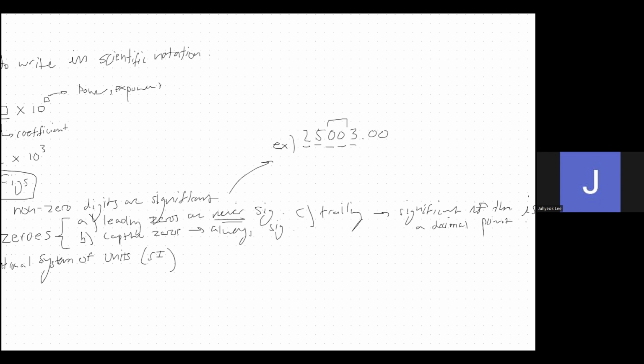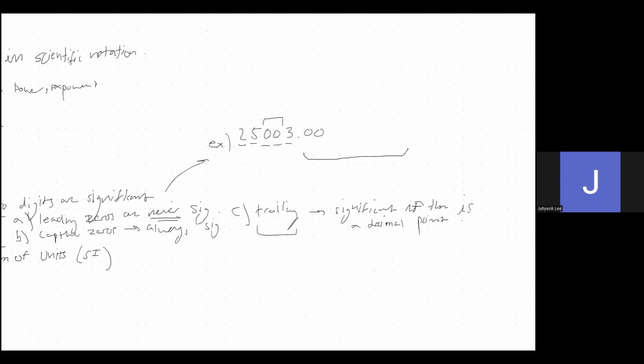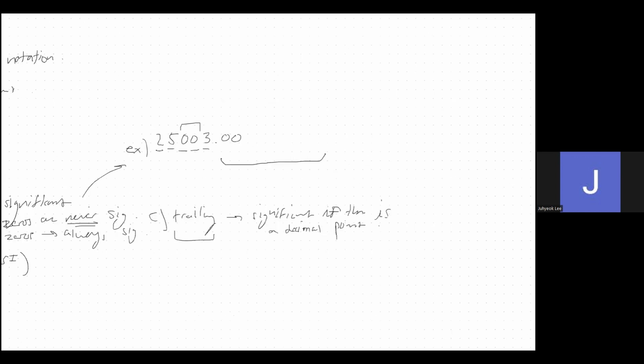And lastly, trailing zeros, which means any zeros that are just in the last part of the number, are significant if there's a decimal point. And well, there's a decimal point right there. So these count as significant. It's 1, 2, 3, 4, 5, 6, 7. So the answer would be 7 significant numbers.